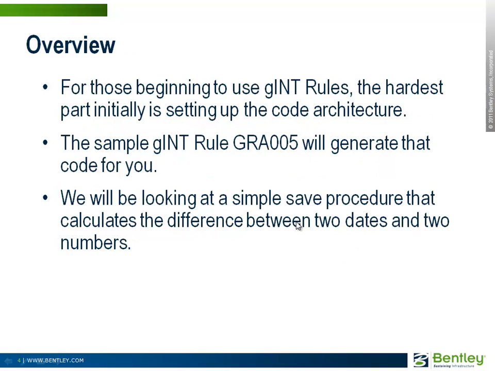So, for those beginning to write GINT rules code, probably the hardest initial part is setting up the code architecture. There's a lot of things you need to do before you can even start to write your code that does actual work. And gra005, which is one of the samples on our website, will generate that architecture code for you. And then you can concentrate on writing the code that does real work. So we're going to be looking at a simple save procedure. It calculates the difference between two dates and between two numbers. All right, let's get into it.